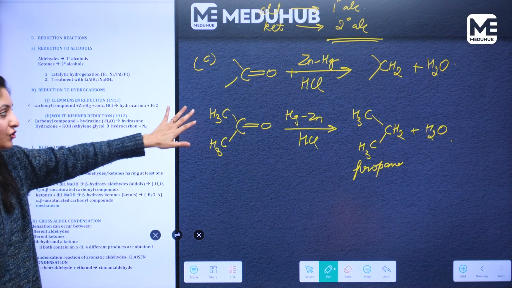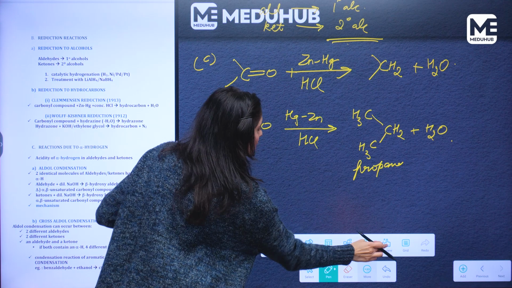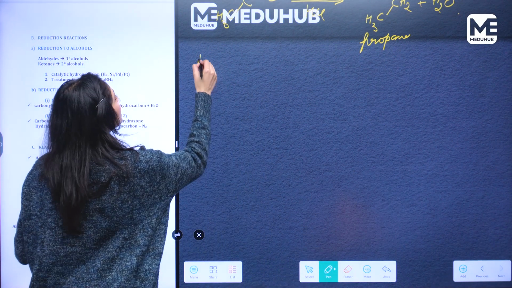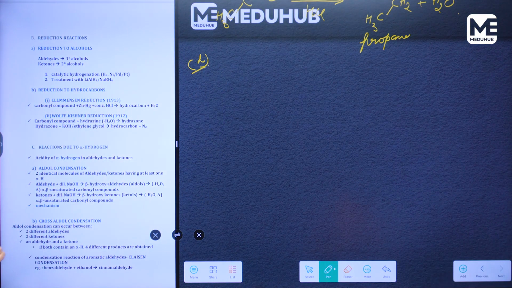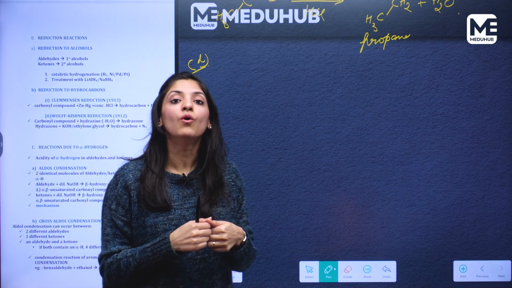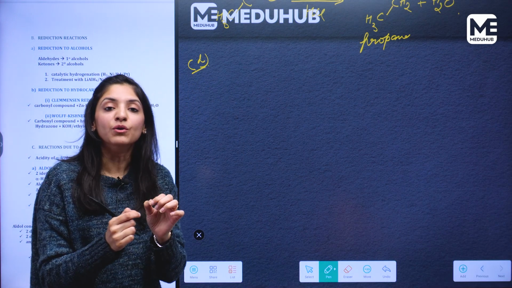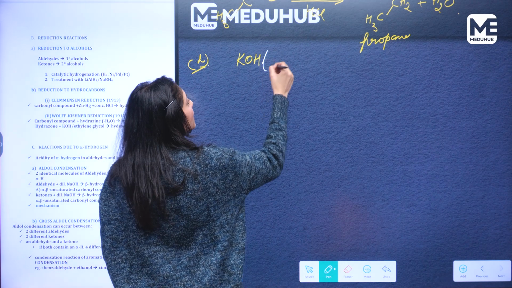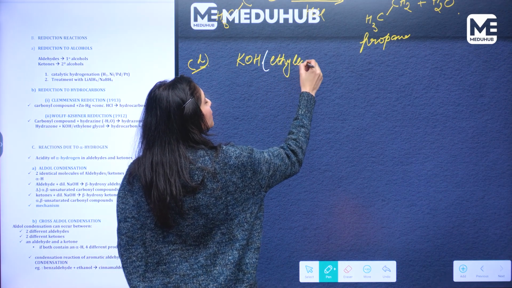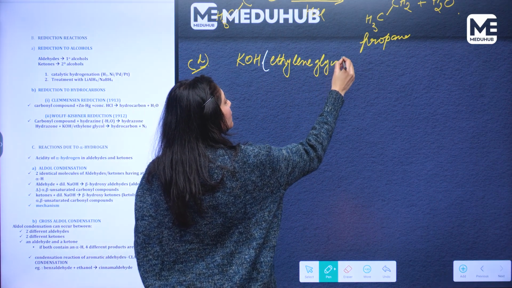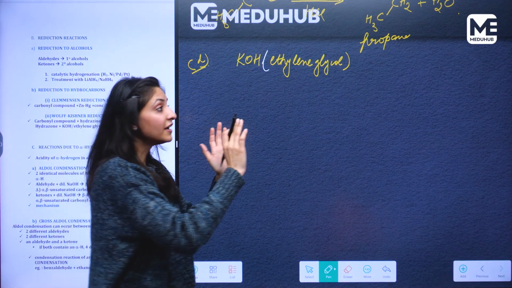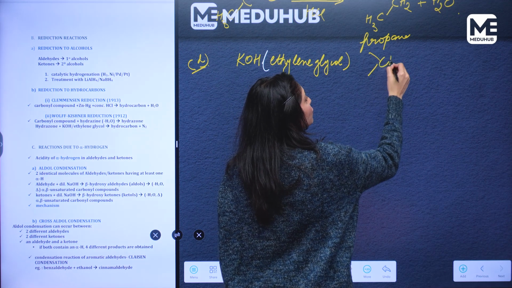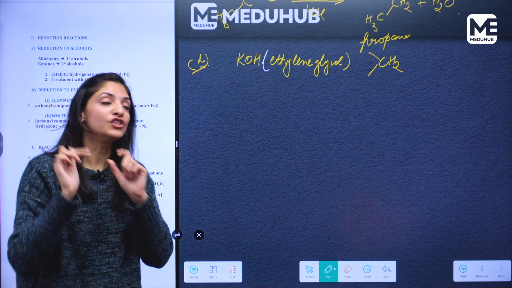This is Clemmensen reduction. The fourth method of reduction is Wolff-Kishner reduction. In Wolff-Kishner reduction, a semicarbazone or a hydrazone, they reduce in the presence of KOH in ethylene glycol. And the entire group attached to the carbonyl carbon is reduced and we get a CH2 group instead of the carbonyl carbon that was initially there.